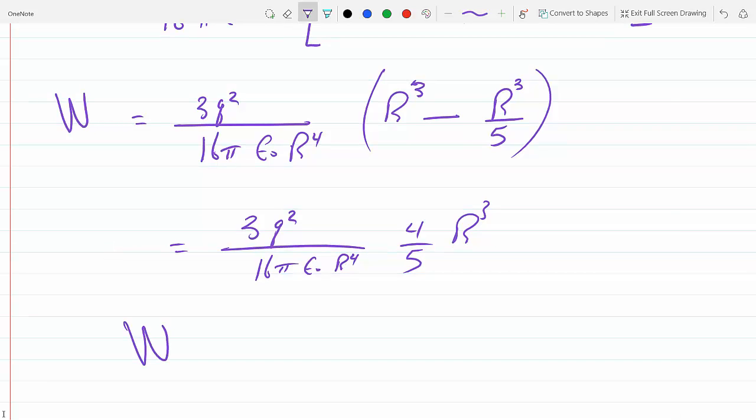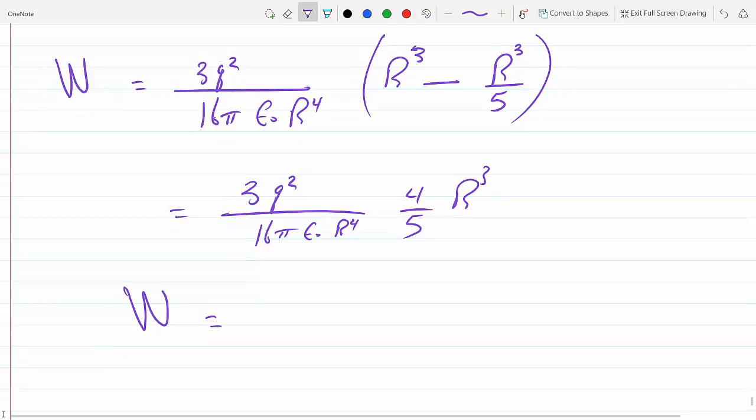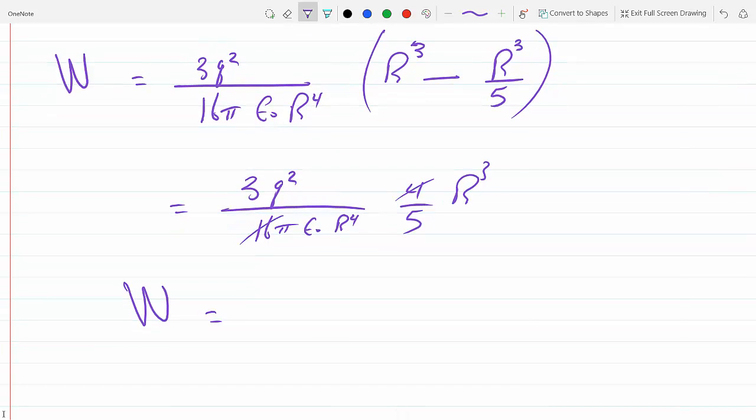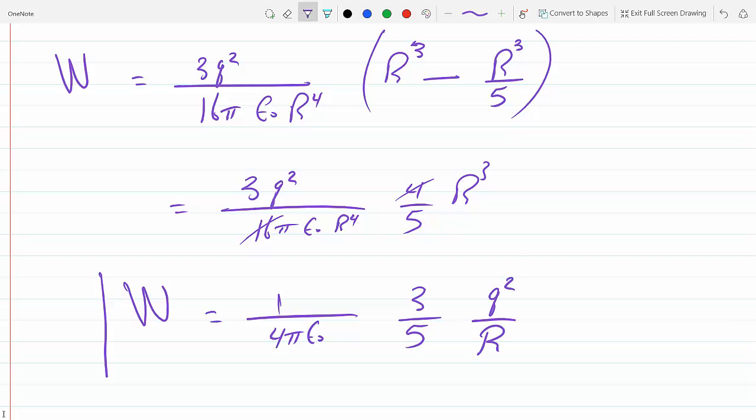And finally we can simplify this down to 1 over 4 pi epsilon times 3/5 Q squared over R. This is the work, or the energy stored in this uniformly charged solid sphere.